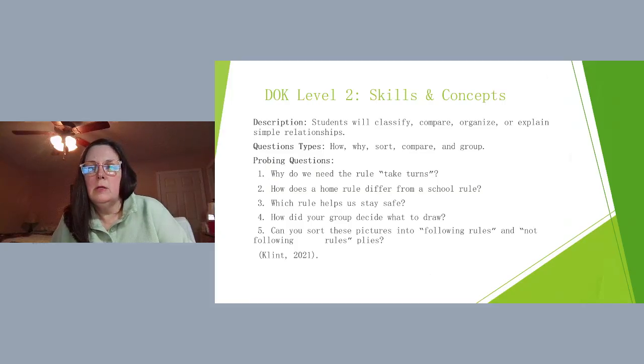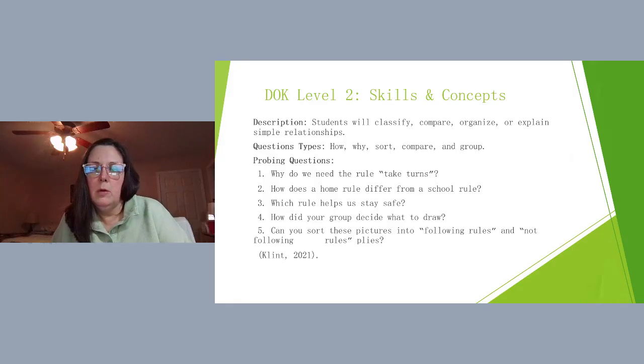Level 2, Skills and Concepts, explains that students will classify, compare, organize, or explain simple relationships. To connect this to our activities, students will plan their posters or collages as they talk about why rules help the community and pick out which rules they will display or represent visually in their project. Question types include how, why, sorting questions, comparing, and grouping questions.